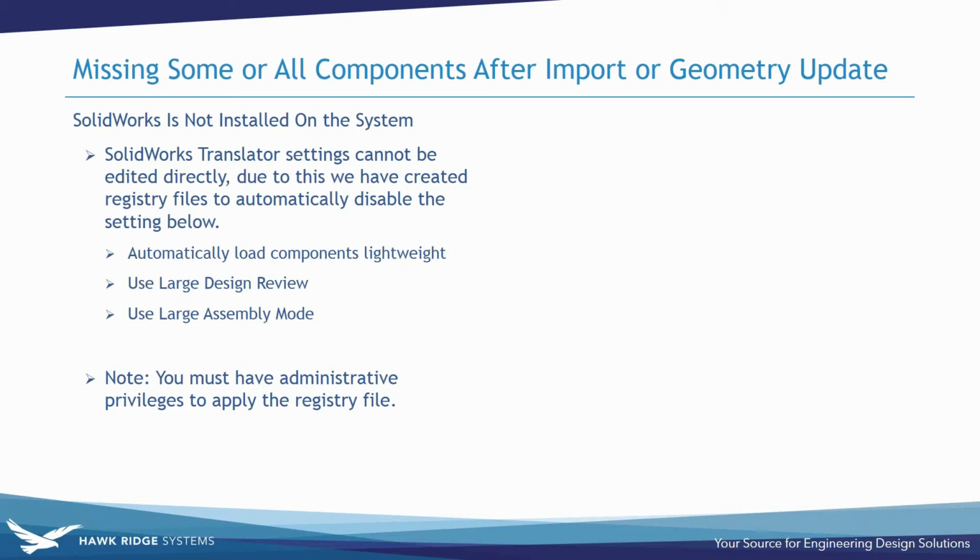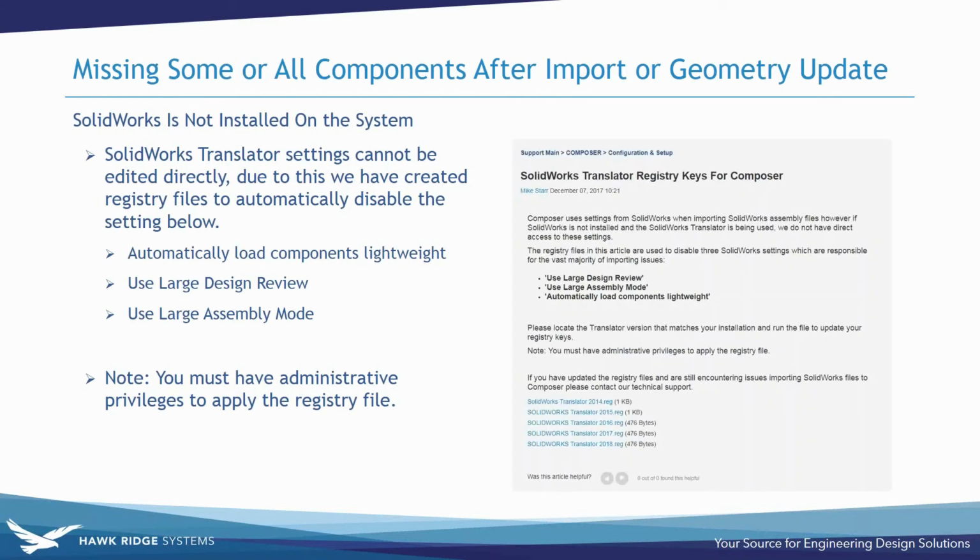For convenience, SOLIDWORKS has created registry files to automatically update these values. To download and apply these changes, please see our knowledge base article, SOLIDWORKS Translator registry keys for Composer, and download the appropriate year and run the file. Please note you must have administrative privileges to apply this registry file.